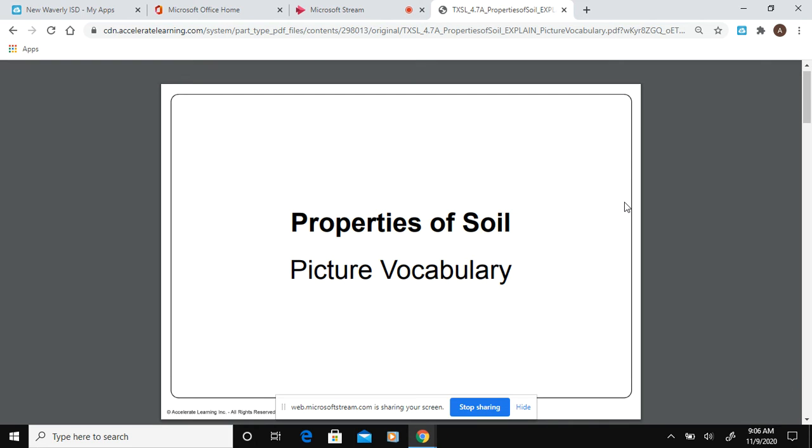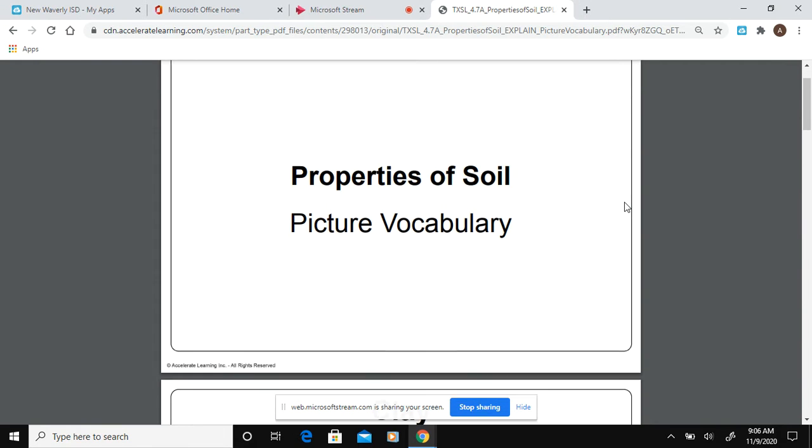Remote learners. So today we are going to be going over our vocabulary. Our vocabulary for this unit is properties of soil. So we're going to get started with the vocabulary that we have for this unit. Let's go ahead and get started.